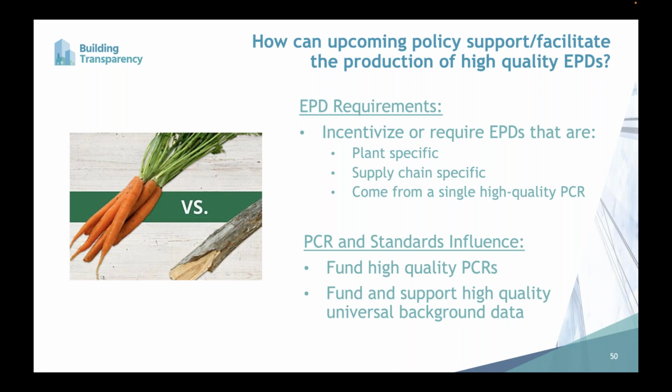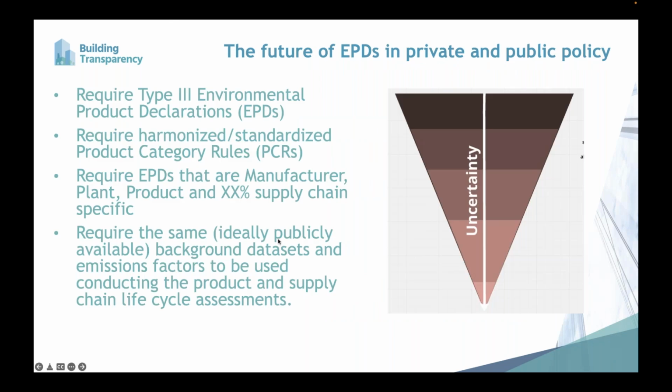All of this is happening right now. It's not a wish list. Now it just needs to be executed and built on top of. And the future of EPDs and private and public policy really comes down to this. This is where we're flipping the uncertainty on its head and reducing it by going from type 3 EPD requirements to harmonized standards and PCRs, to requiring EPDs that are manufacturer, plant, product and supply chain specific, all the way down to requiring the same underlying data sets, which hopefully are public, that can be used in the generation of all the different life cycle assessments.